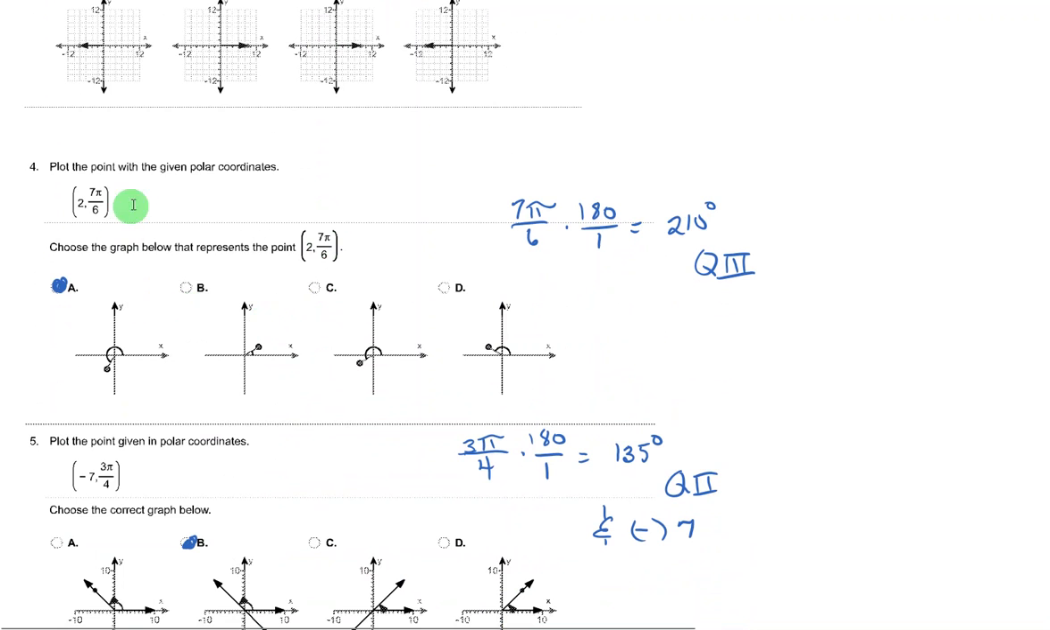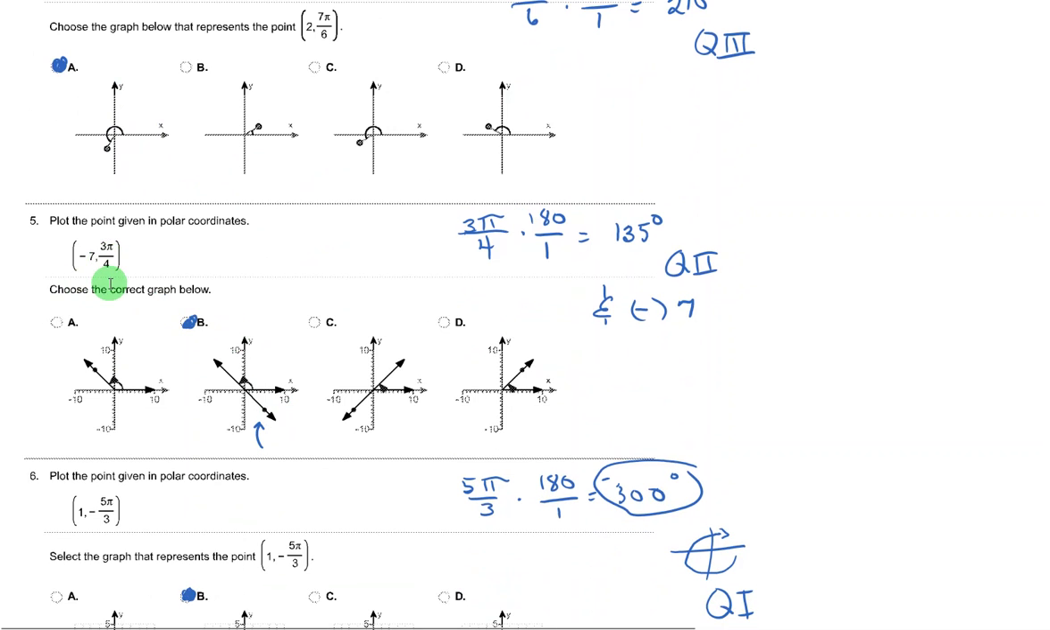Let's look at number 4. Plot the point with the given coordinates, 2, 7 pi over 6. Well, 7 pi over 6, if you convert it to degrees, is equal to 210 degrees. You always want to multiply by 180 over pi, and so that cancels, you get 210. So 210 is in the third quadrant down here. So that's what that would be.